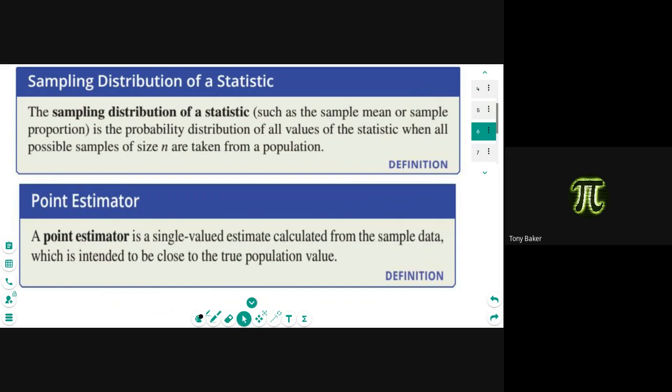A point estimator is that single value calculation. So when we get that number, we're trying to determine, this is what I really think the population is going to be. That's what a point estimator is. The names aren't really as important as the concept is.